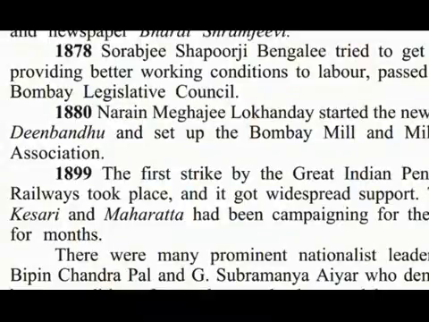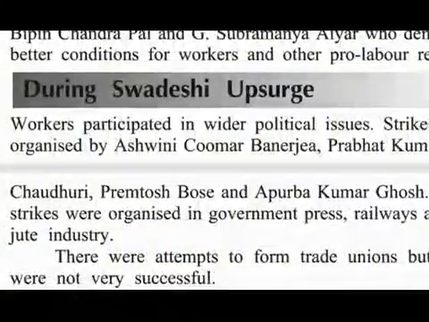1899: The first strike by the Great Indian Peninsular Railways took place and it got widespread support. Tilak's Kesari and Maharatta had been campaigning for the strike for months. There were many prominent nationalist leaders like Bipin Chandra Pal and G. Subramanya Iyer who demanded better conditions for workers and other pro-labour reforms.